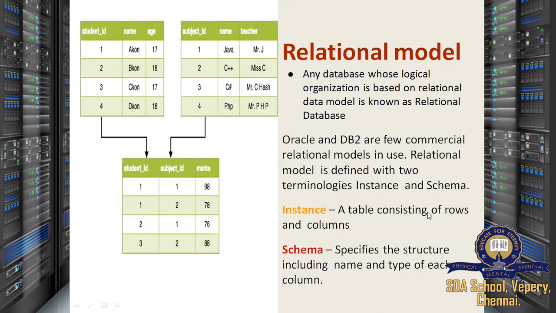Some terminologies you have to learn about relational model. First one is instance. A table consisting of rows and columns. Definitely a relational model is made up of tables. No doubt in that. A table will definitely be made up of rows and columns. Schema specifies the structure including name and type of each column. Look at table 1. It specifies the structure. This table contains how many rows and how many columns? 3 columns and 4 rows. That's the structure of the table. Name of each and every attribute: student ID, name, age. Type of each attribute: student ID and age can store numbers. Name attribute in the table can store only characters. That is called schema.